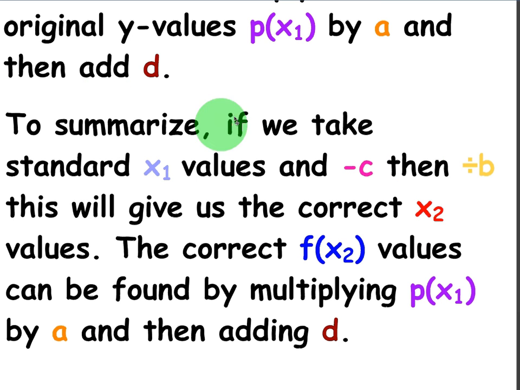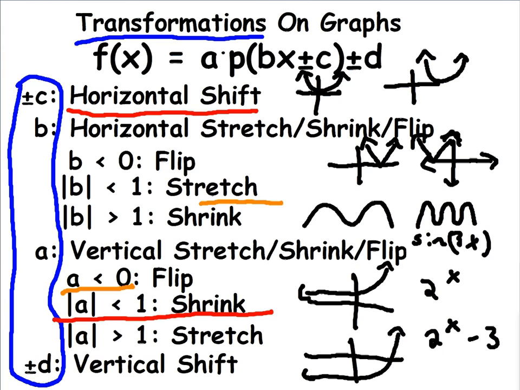Okay, so to summarize, if we take our standard x1 values, normally -2, -1, 0, 1, 2, subtract c. Now again, if c is positive, you're going to end up subtracting, and if c is negative, you end up adding it because you're subtracting a negative. Anyway, just do the opposite of whatever it is. If it's x minus 2, add 2. If it's x plus 2, subtract. Then we're going to divide by whatever b is. This will give us our correct x2 values. The correct f of x2 values can be found by multiplying the original p of x1 values by a and then adding d. So I'm going to go ahead and do this in one video.